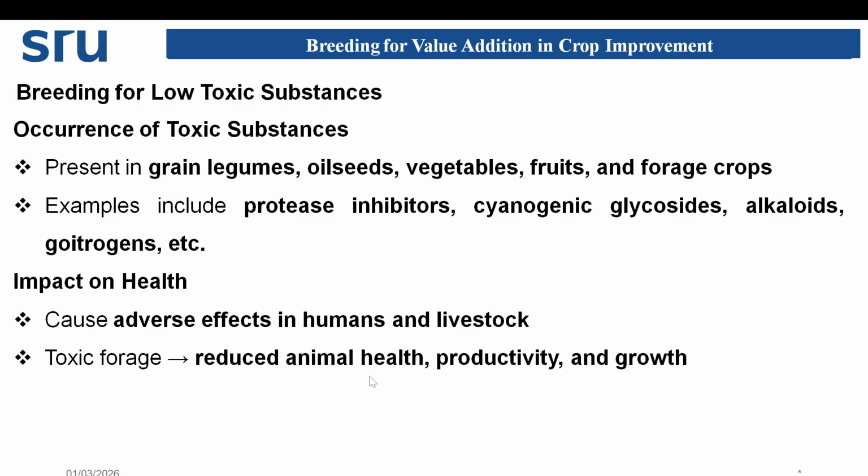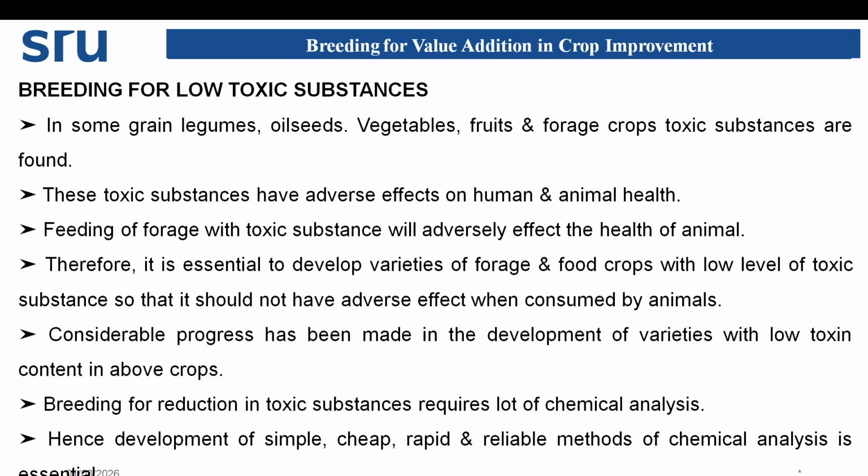Toxic substances reduce animal health, productivity and growth. Breeding for low toxic substances: in some grain legumes, oilseeds, vegetables, fruits and forage crops, toxic substances are found. These toxic substances have an adverse effect on human and animal health. Feeding of forage with toxic substances will adversely affect the health of animals. Therefore, it is essential to develop varieties of forage and food crops with low levels of toxic substances so that they do not have an adverse effect when consumed by animals.